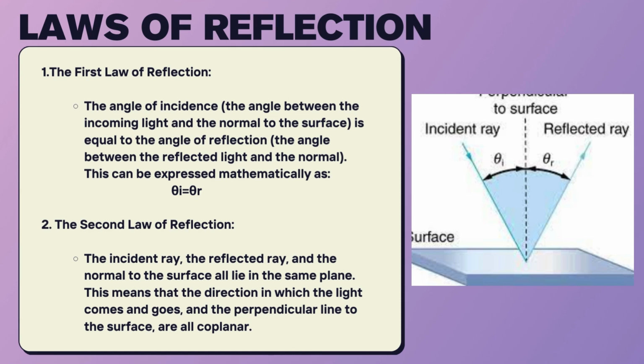This principle explains why you can see yourself in a mirror. The light rays from your face hit the mirror and reflect back at the same angle. The second law of reflection.